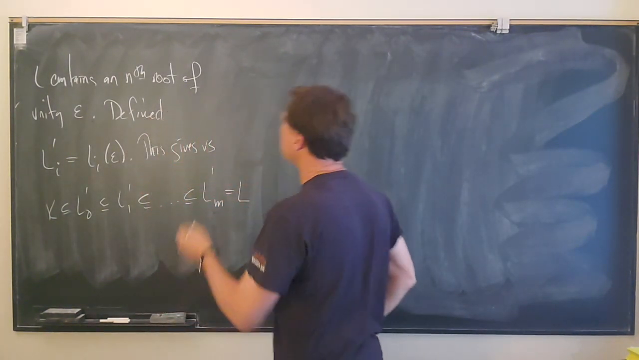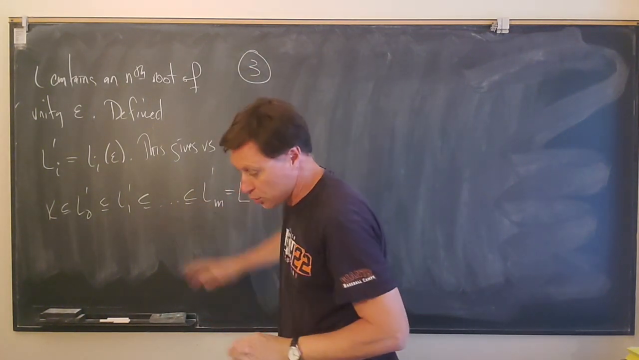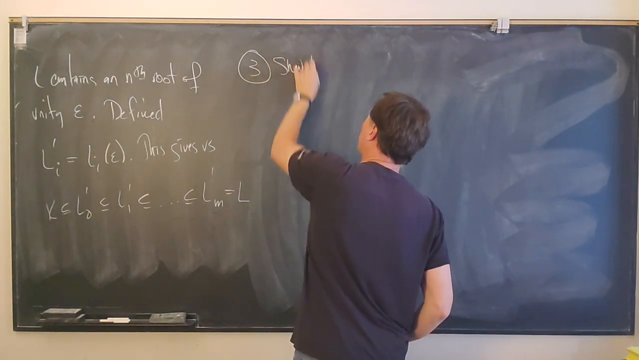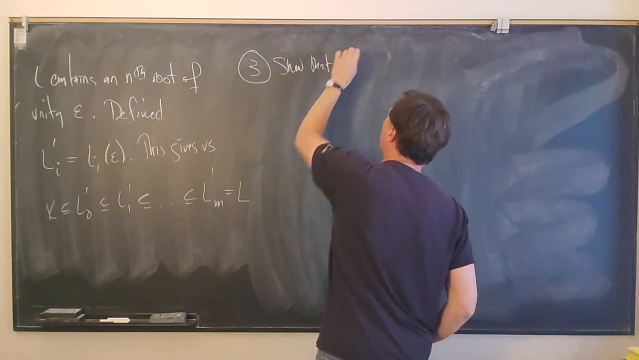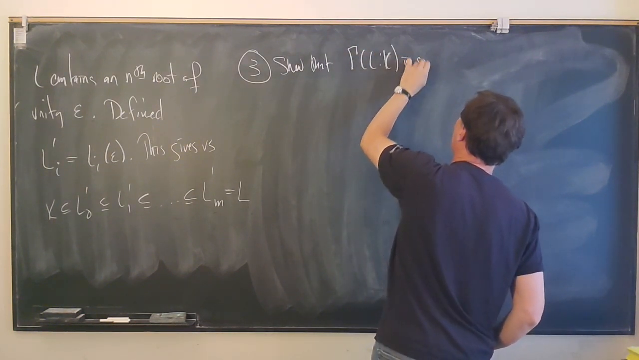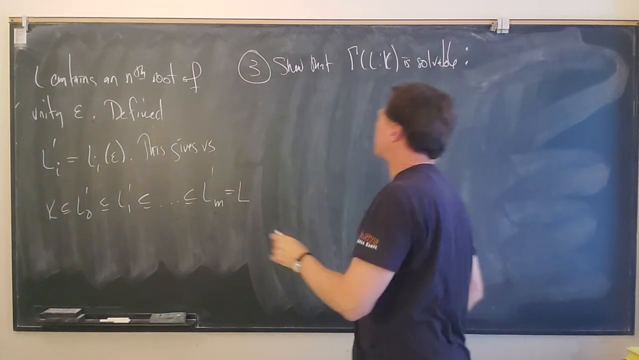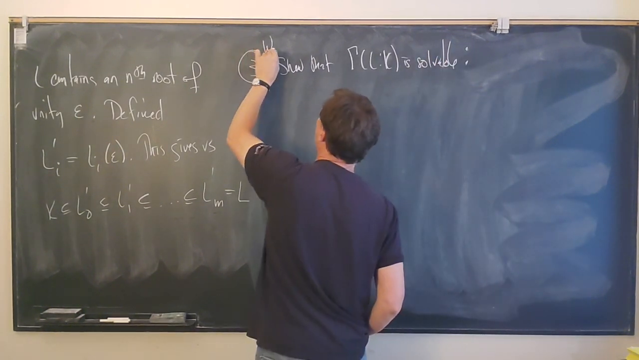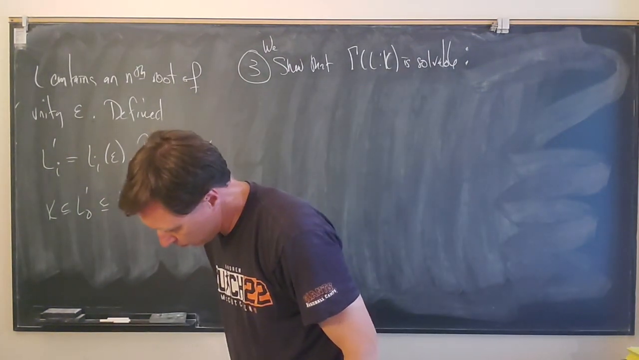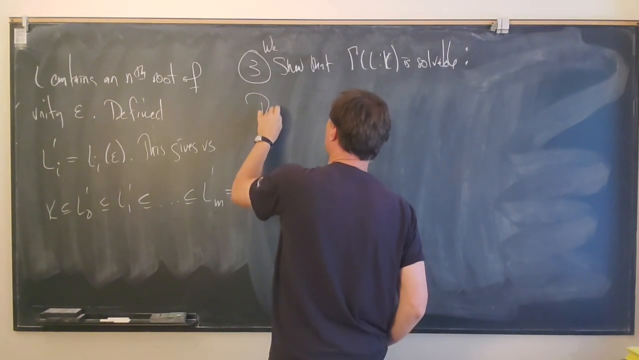Okay, so now let's jump into step 3. So this was the end of step 2. Now we're on step 3. So what we want to do is show that gamma of L over K is solvable. Or I guess I should probably say we show that gamma of L over K is solvable.